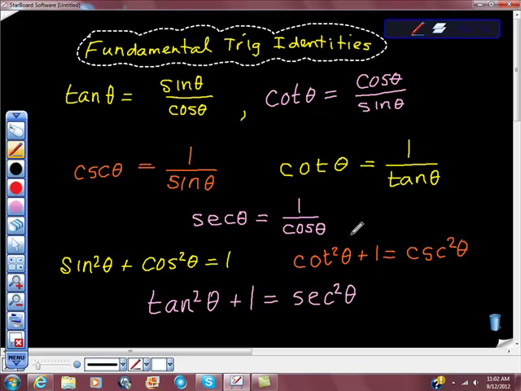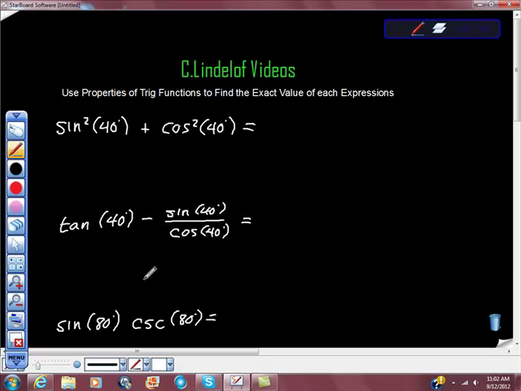So hopefully you're pausing the video now, and when you're done, you're going to come back and we'll be on this page. All right? So here we have these questions. We're supposed to use our properties of trig functions to find the exact value of these expressions. So we have sine of 40 degrees plus cosine of 40 degrees equals something.